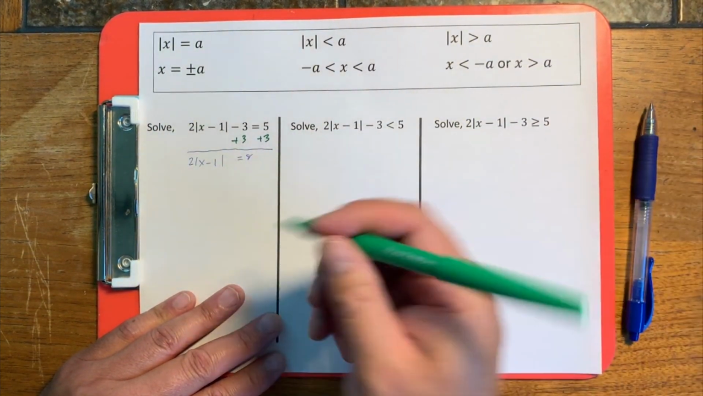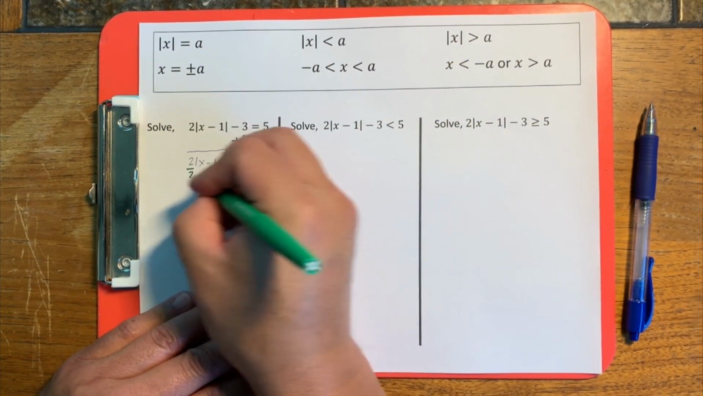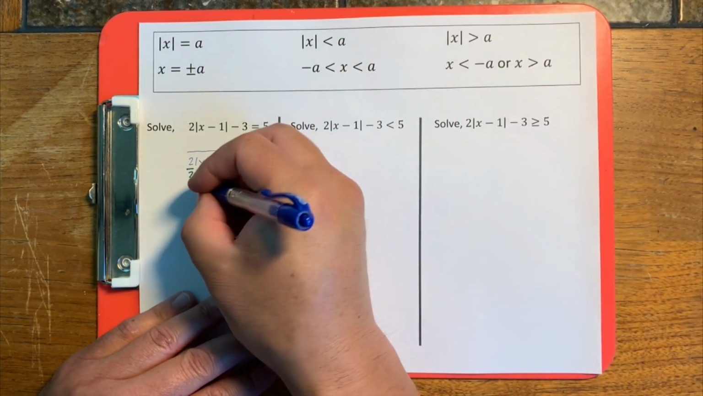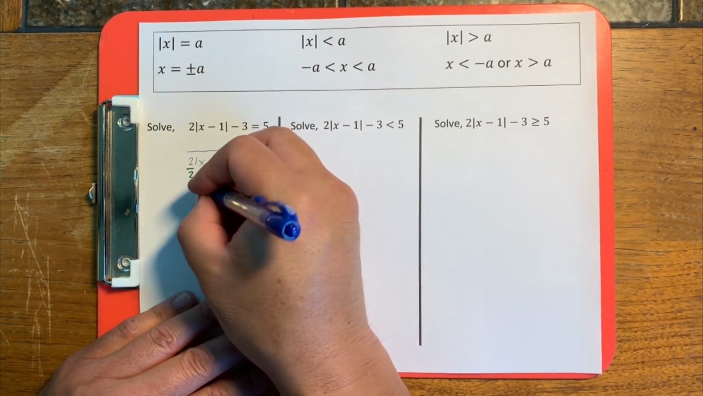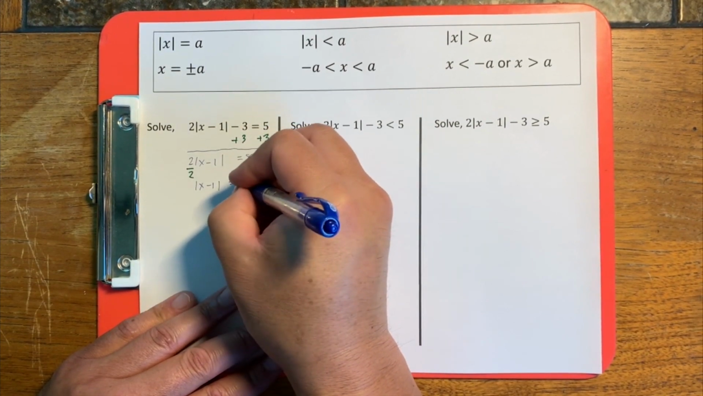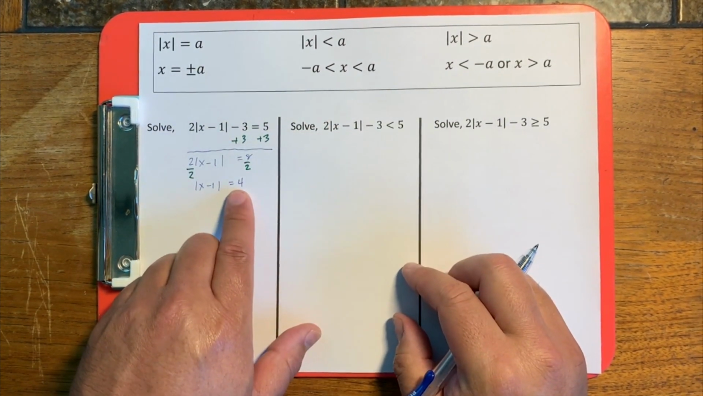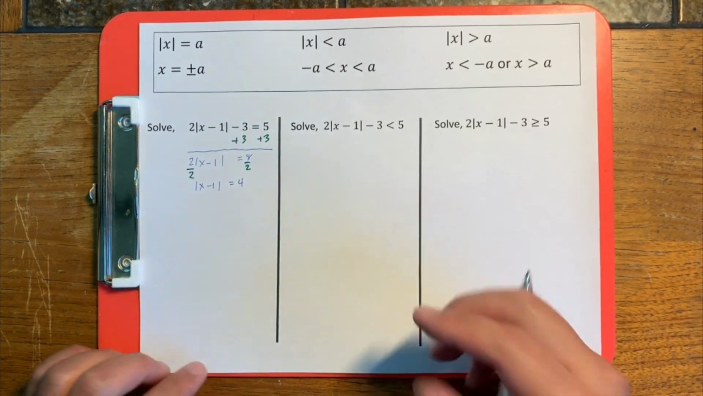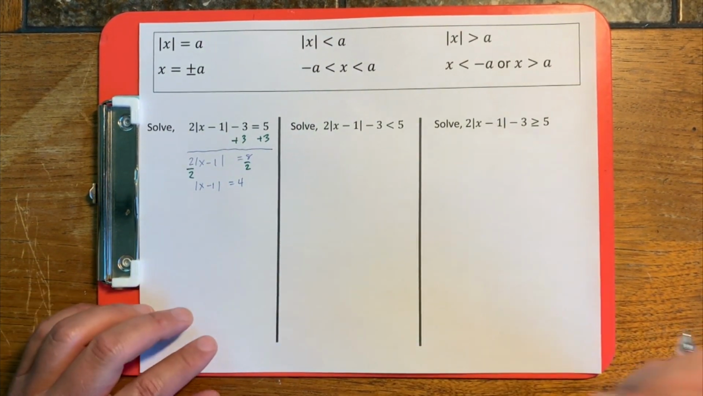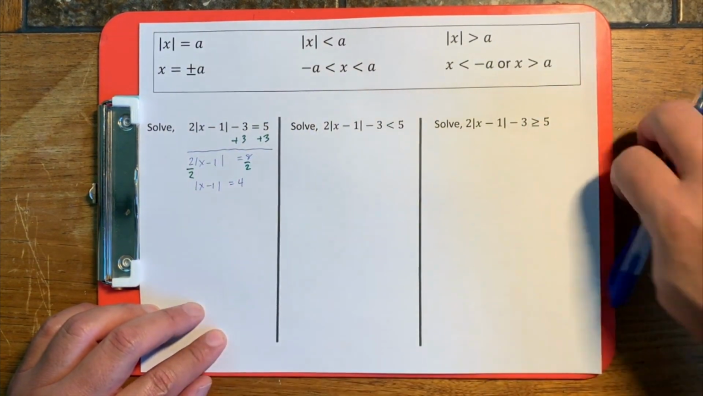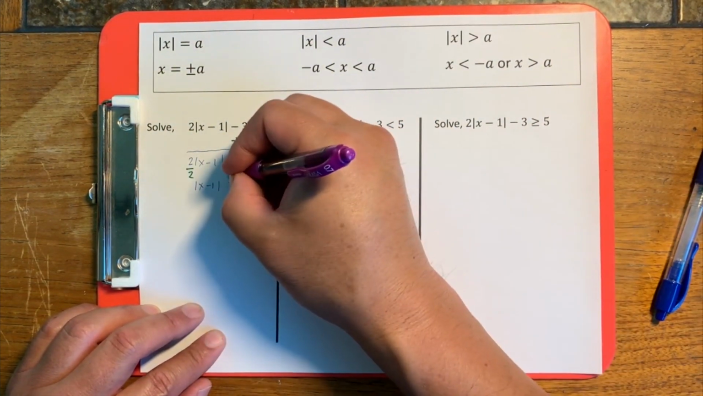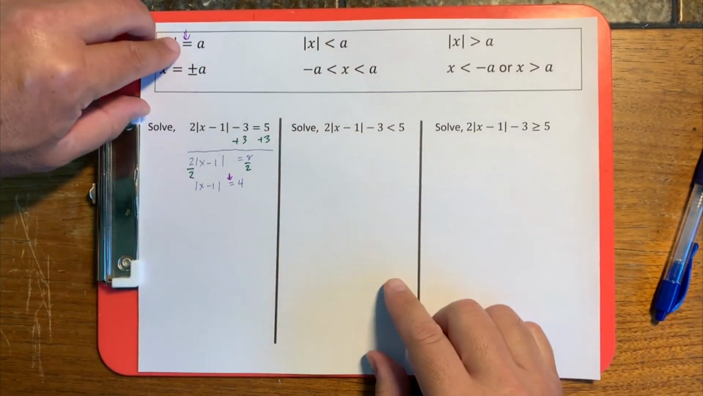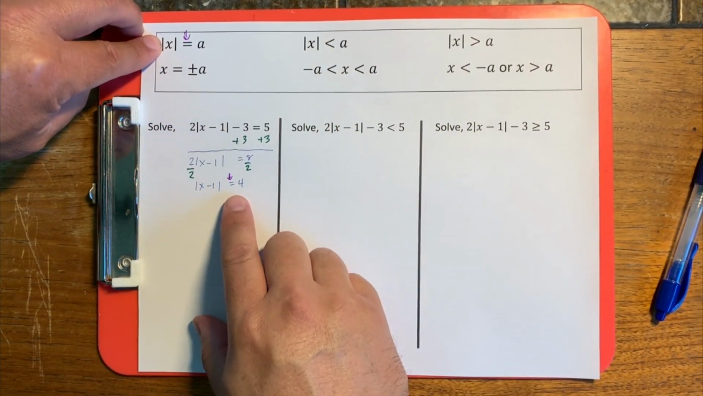And then I'm going to divide both sides by 2. Then I need to double check that this is positive, and that constant is positive, so I should keep going. Now, we have an equal sign here. So we're going to use the equal pattern.